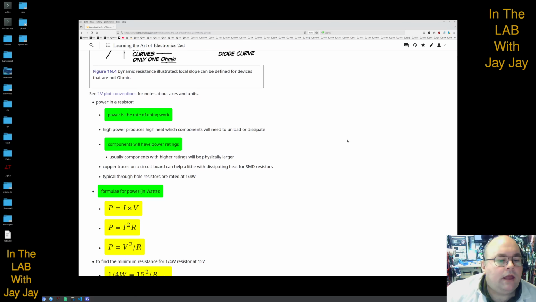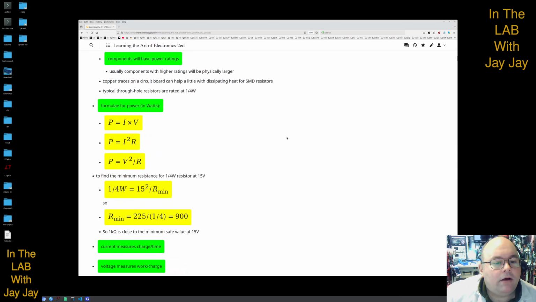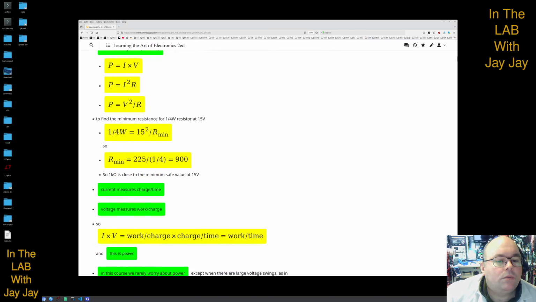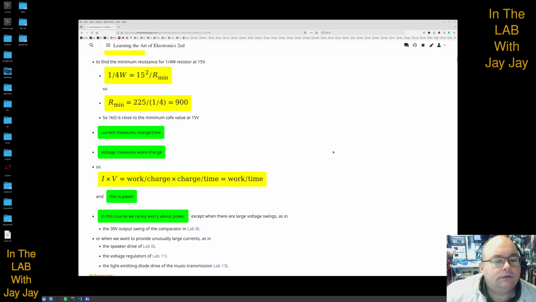Okay. And components will have power ratings, so don't try to dissipate more power through a component than it's rated for. Formula for power in watts: P equals I times V, P equals I squared R, P equals V squared on R. To find the minimum resistance for a quarter watt resistor at 15 volts, you just say a quarter watt equals 15 volts squared divided by R min, and then solve for R min, and you get 225 divided by a quarter equals 900. So 1 kilo ohm is close to the minimum safe value at 15 volts.